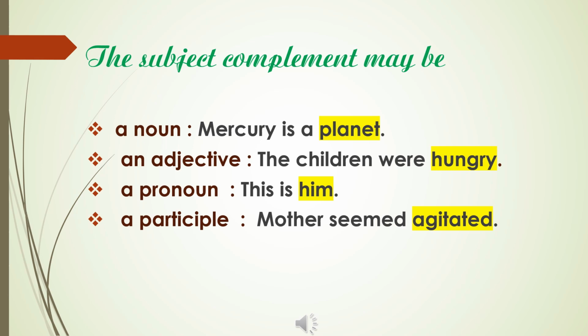The subject complement may be a noun. Example, Mercury is a planet. Planet is a noun complement. Second, an adjective. The children were hungry. Hungry is the adjective complement. Third, a pronoun. This is him. Him is a pronoun. Four, a participle. Mother seemed agitated. Agitated is the past participle.